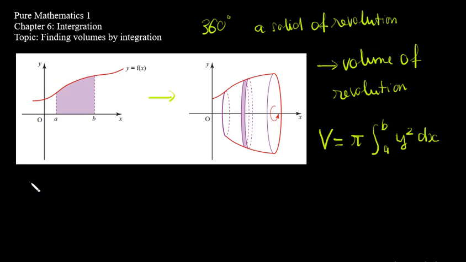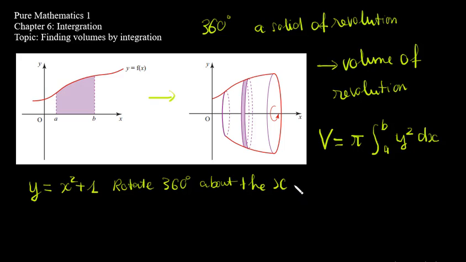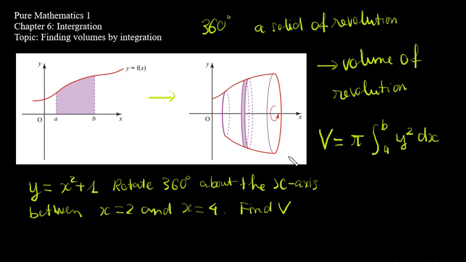I have y equal to x squared plus 1, and I want to rotate 360 degrees about the x-axis between the lines x equal to 2 and x equal to 4. So find the volume of revolution. Find V. Okay, now we'll solve this one.